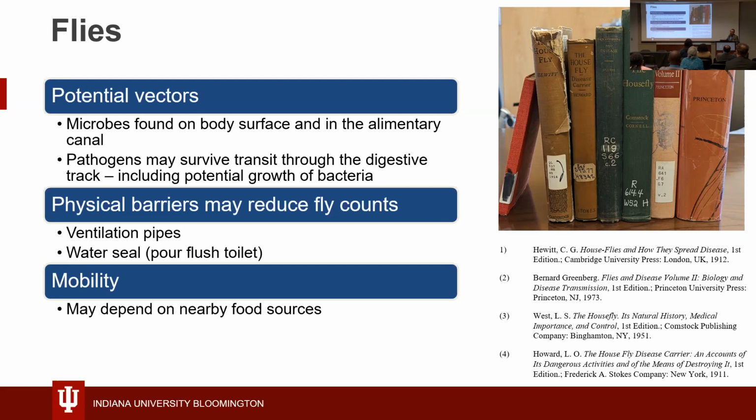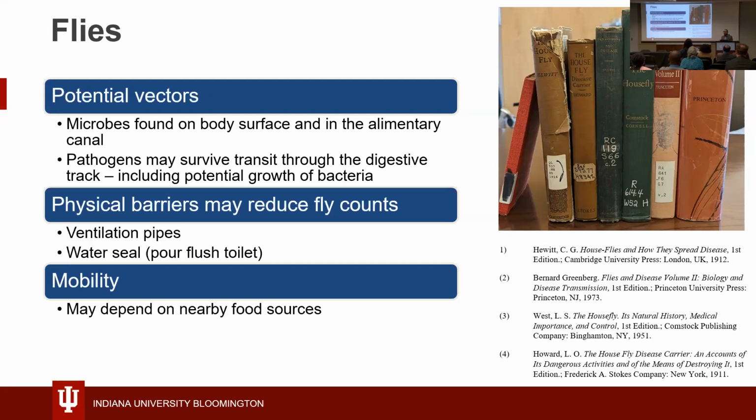And from the literature, I found that flies serve as potential vectors. Enteric pathogens may be found on their body or in their alimentary canal, and these pathogens may actually survive passage through the alimentary canal, including the potential regrowth for some bacteria. Then we can use things such as physical barriers to reduce fly counts. That includes things like ventilation pipes with mesh screens, or water seal toilets, which prevent flies from accessing or breeding in fecal sludge in these pit latrines.